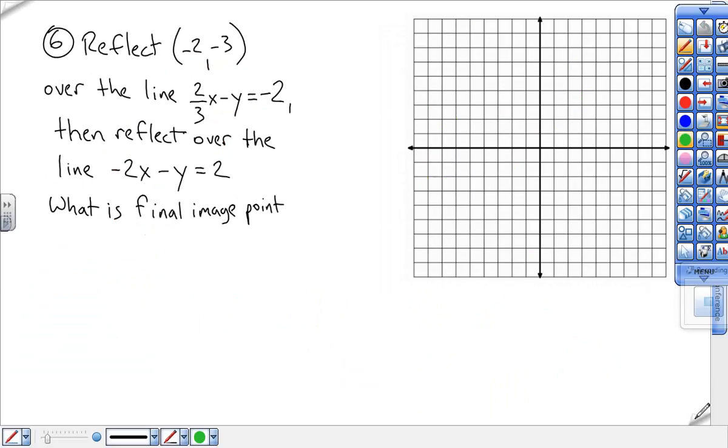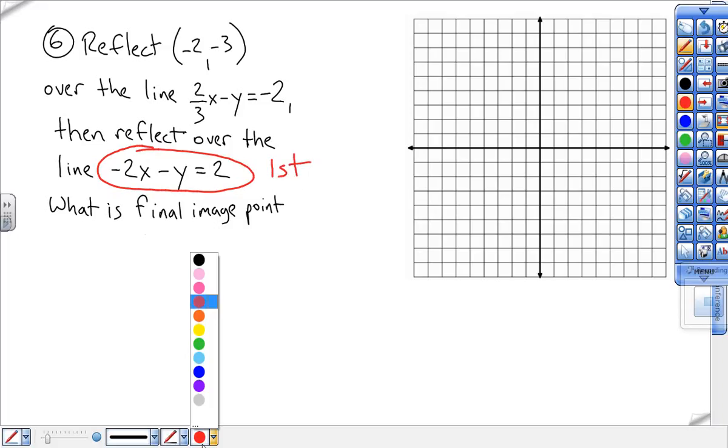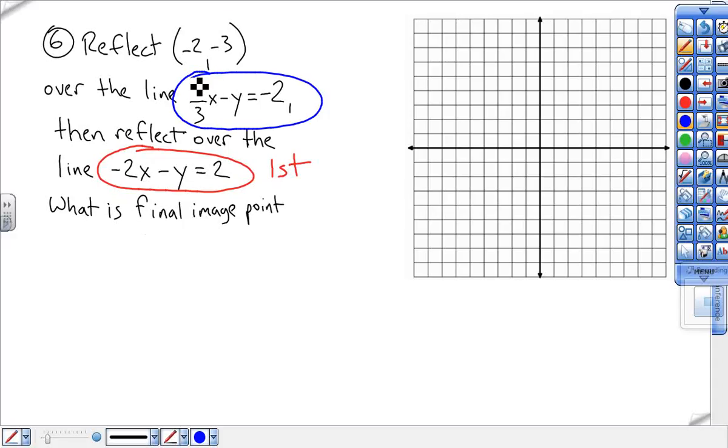All right, I did make a little mistake on this. I really wanted you to reflect over this one first, and then I wanted you to reflect over this one second. So I'm sorry for that mistake. I hope this fixes it. We will see. So solving that first one in red, -2x minus y equals 2.